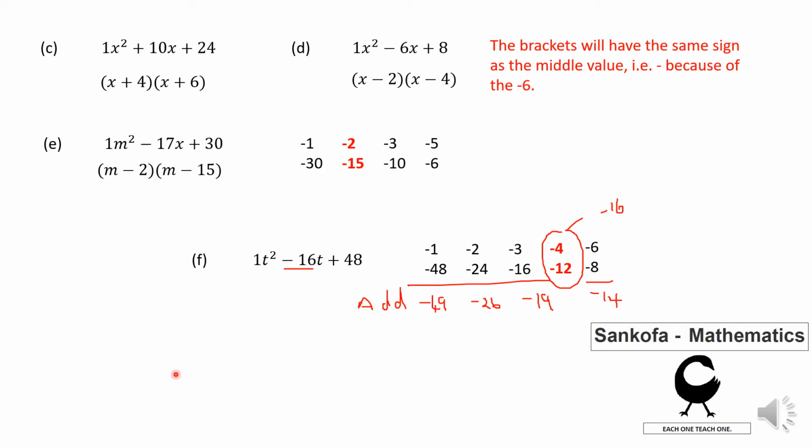And since those are the ones we're looking for, we can just simply put the -4 and the -12 in the brackets with the corresponding letter of t, of course. Okay, should not be that complicated.